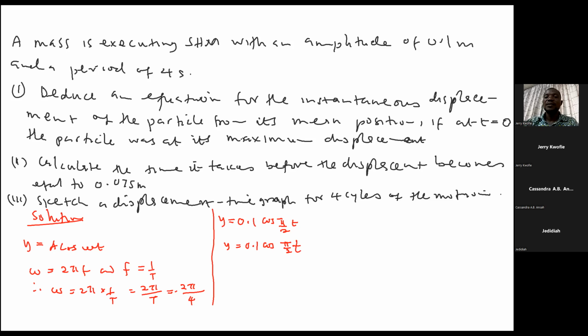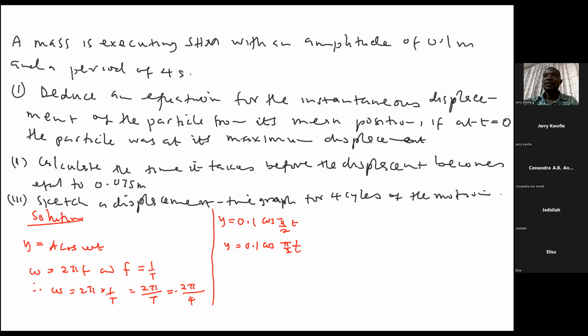Sir, what I heard you say is that if it's at its maximum displacement, then y is a cos omega t. Yes. So you said it will be a sine omega t when the particle is passing through the equilibrium position. Okay. When the particle is passing through the equilibrium position, that is where we have the equation as y equal to a sine omega t.